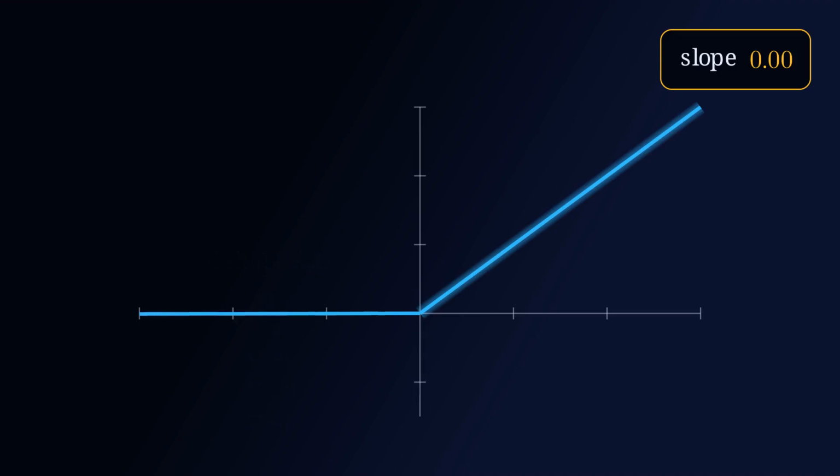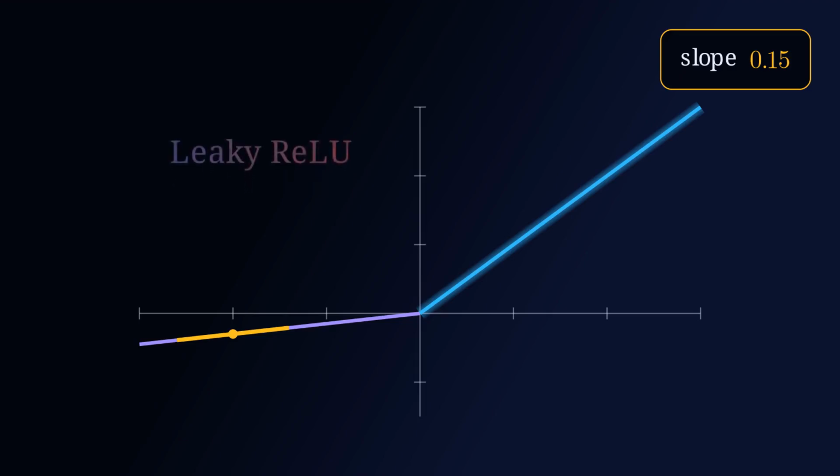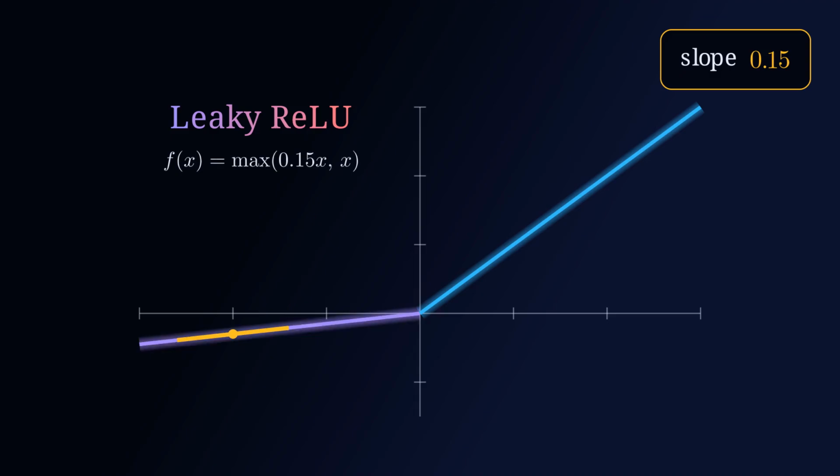So people made a tiny clever repair. Instead of a perfectly flat negative side, give it a very gentle downward tilt. That's the leaky ReLU. Positive inputs still pass straight through, but negative inputs leak through with a small slope instead of dying at 0. The tilt looks almost too small to matter, but its whole purpose is the slope. Run the gauge along the negative side now, and it reads a small number instead of 0. A small gradient is a living gradient, so the neuron can always crawl back to life.